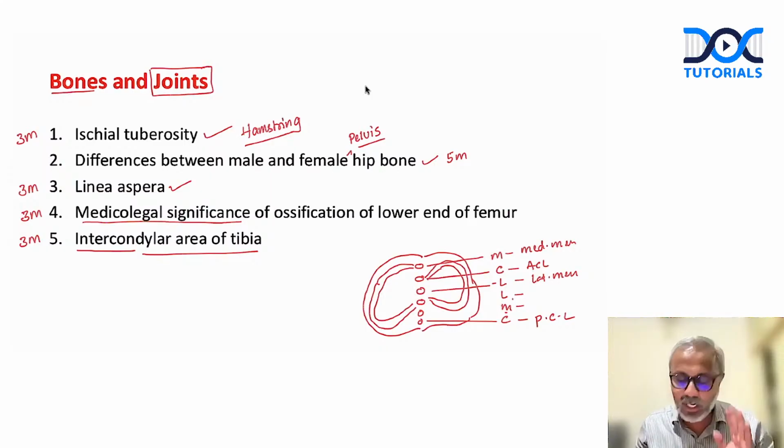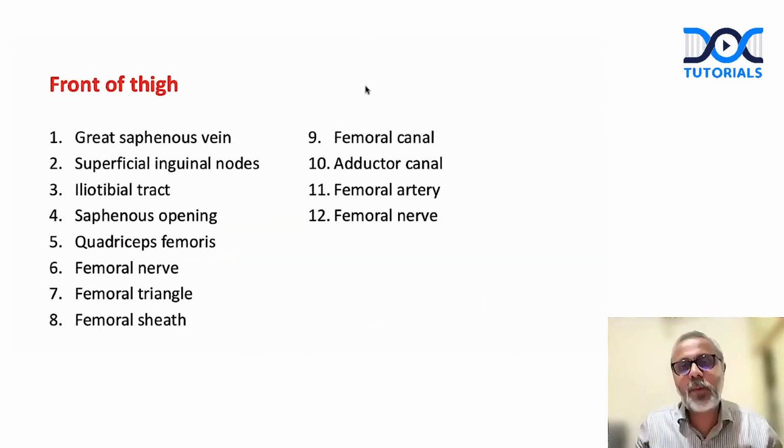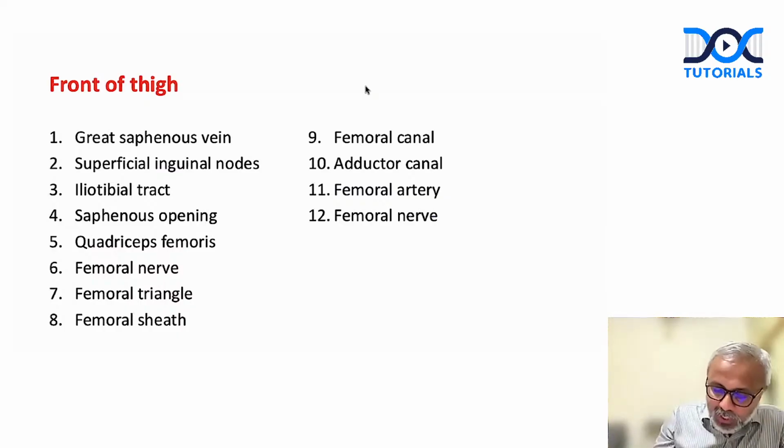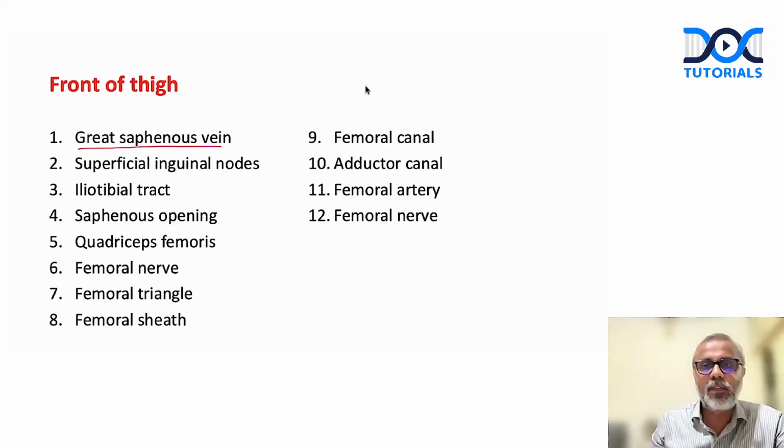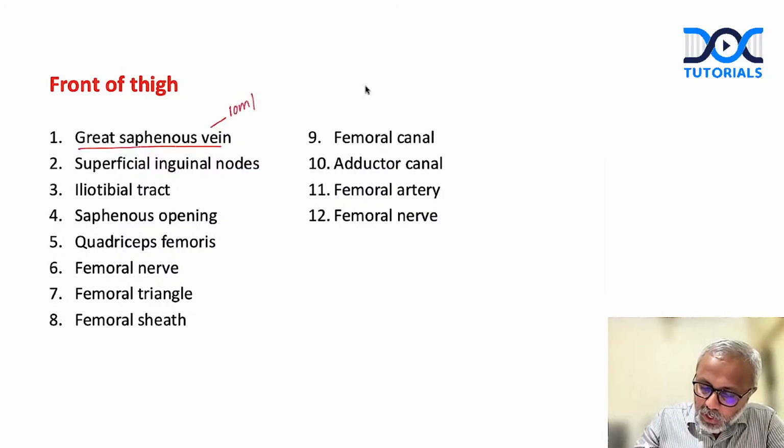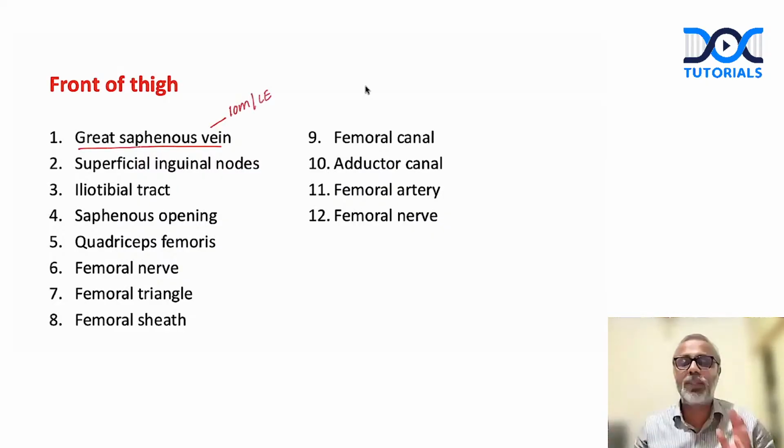done, right? Then the next important chapter, let's say, is front of the thigh, right? Now, front of the thigh, you can expect at least one question in every question paper, right? Every question paper, we have seen a question from this chapter of front of the thigh. Now, what are the possible questions? Remember, the great saphenous vein. This is a very important 10 marker question or a long essay question from this chapter.